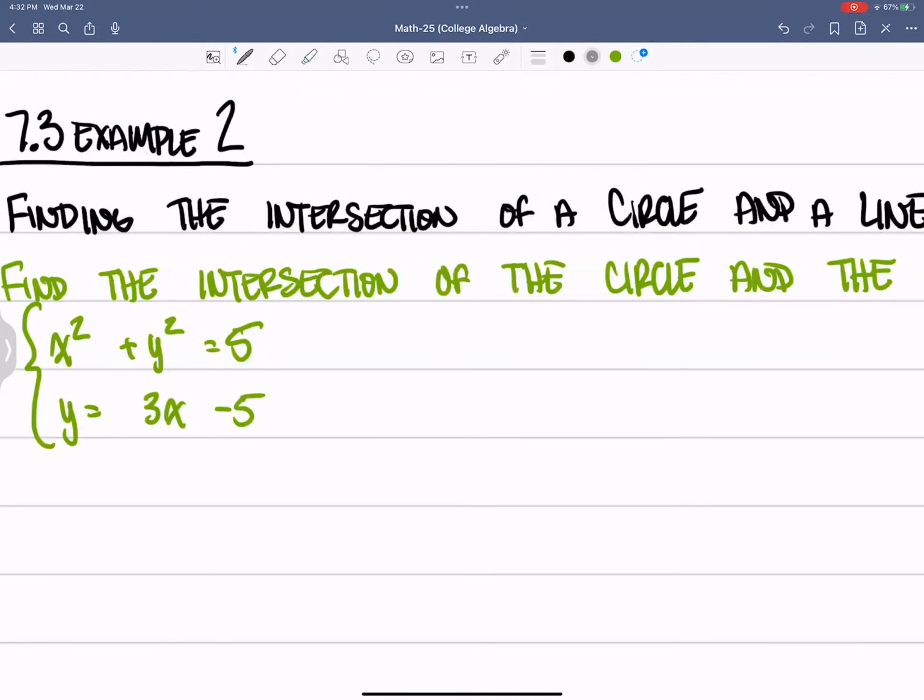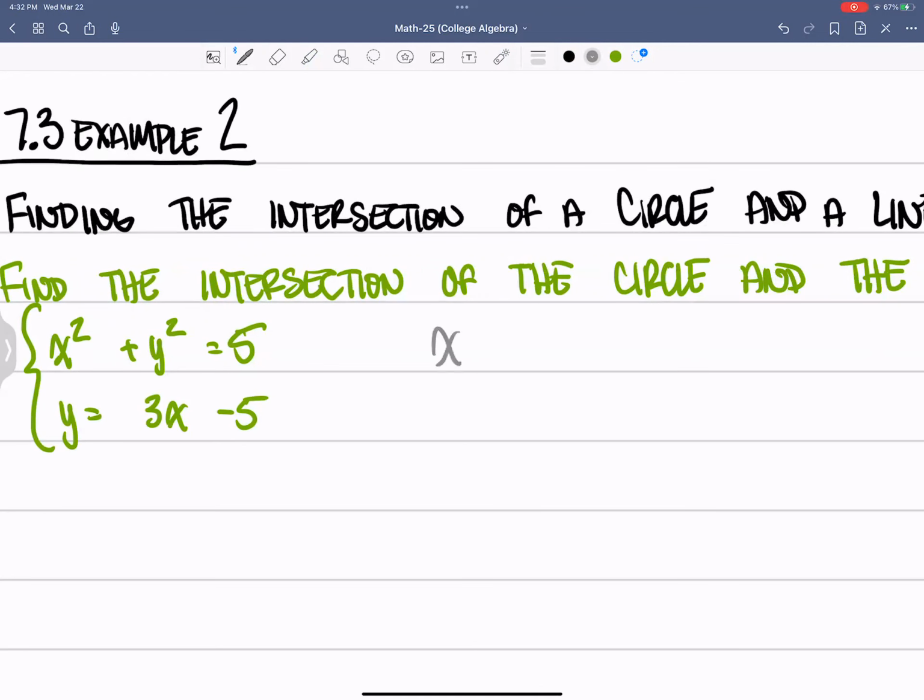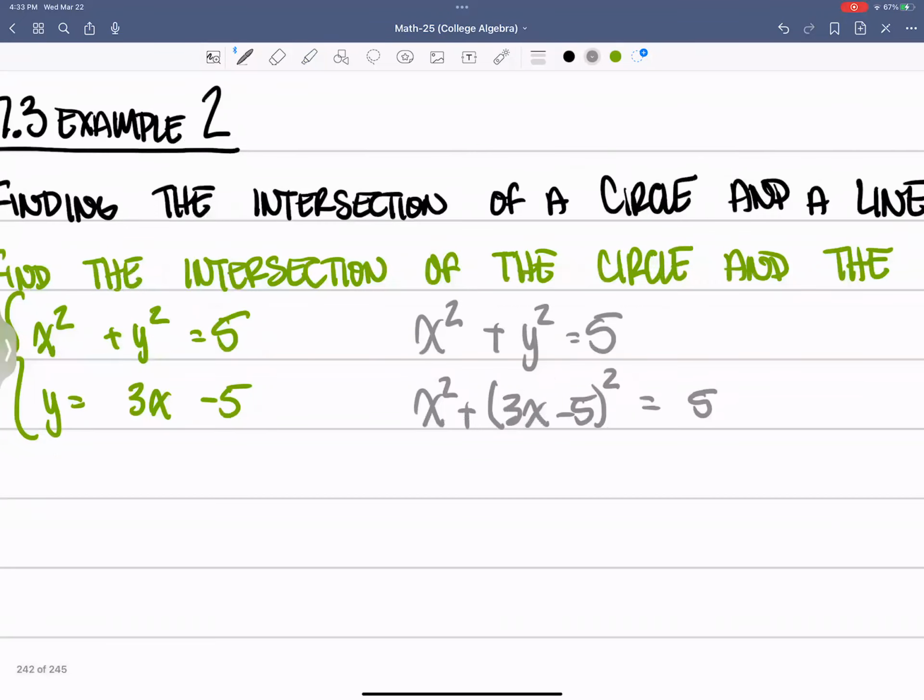So let's start off with equation 1. x squared plus y squared is equal to 5. And we have y equal to 3x minus 5. So we're going to set this y equal to 3x minus 5. x squared plus y, y is our 3x minus 5. We're squaring that and then setting it equal to 5. This one is just a tiny bit more complicated, but just because of the algebra here.